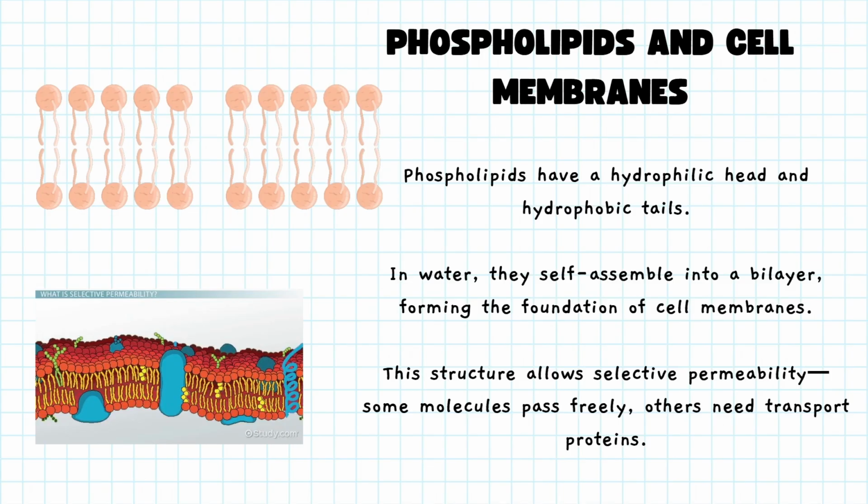Phospholipids are special lipids with a water-loving head and water-hating tails. In water, they line up into a bilayer. That's the base of every cell membrane. It's selectively permeable, meaning some stuff moves through easily, and other things need transport proteins to help.